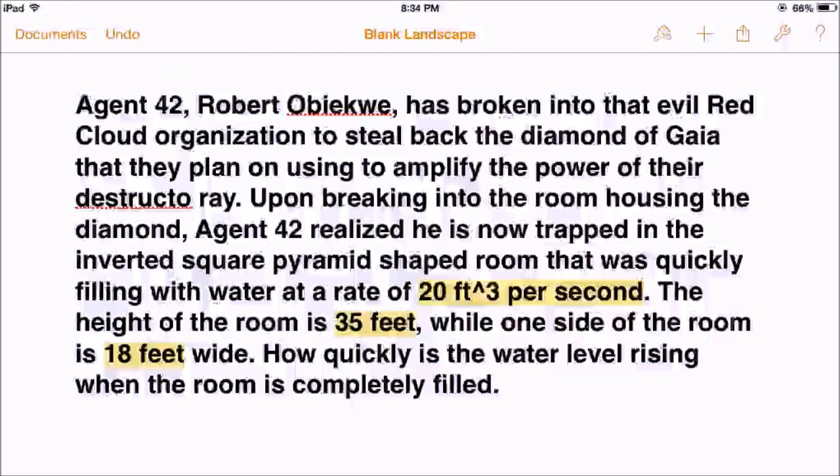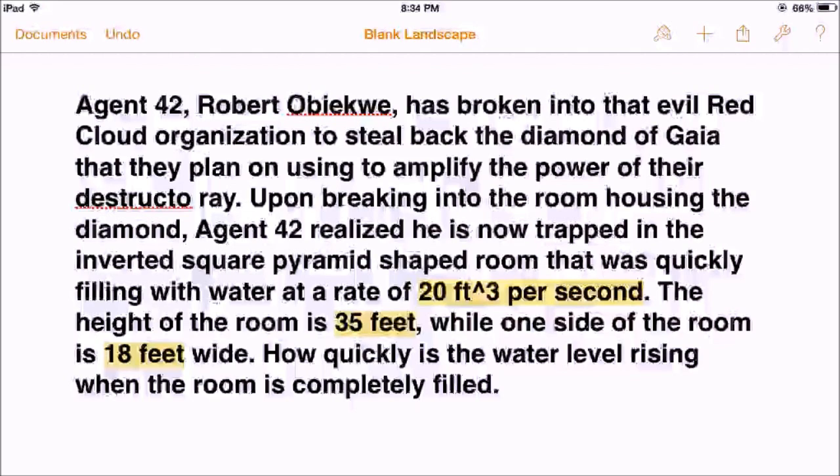Agent 42, Robert Weekway, has broken into the evil Red Cloud organization to steal back the diamonds of Gaia that they plan on using to amplify the power of the Destructo Ray.